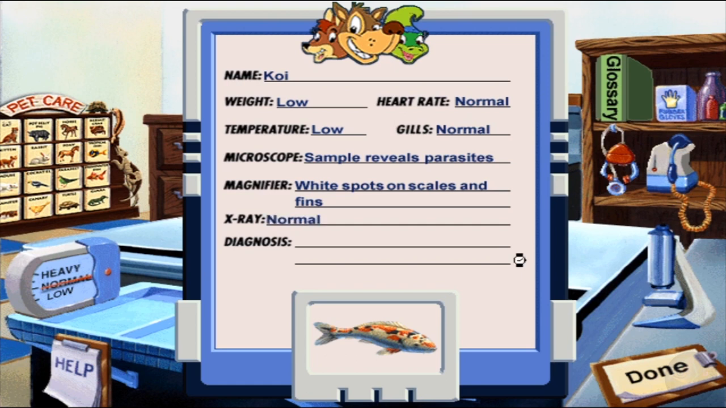Normal. The koi's weight is low and its heart rate is normal. The temperature reading is low, but the lung reading is normal. The microscope sample reveals parasites, and with the magnifying glass, we could see white spots on the scales and fins. The koi's X-ray reading is normal. The koi suffers from white spot disease.